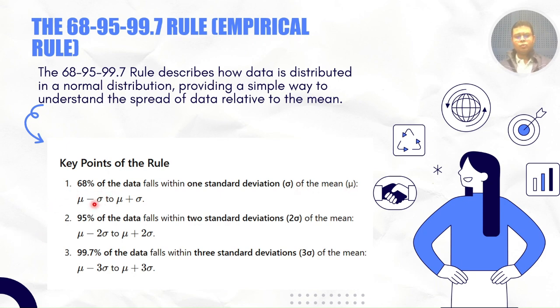So you deduct one standard deviation on the negative side, and on the positive side you add one standard deviation. If your data falls in 95%, you deduct two standard deviations and add two standard deviations. Similarly, when your data falls in 99.7%, you deduct three standard deviations from the mean and add three standard deviations to the mean. Let me show you an example.